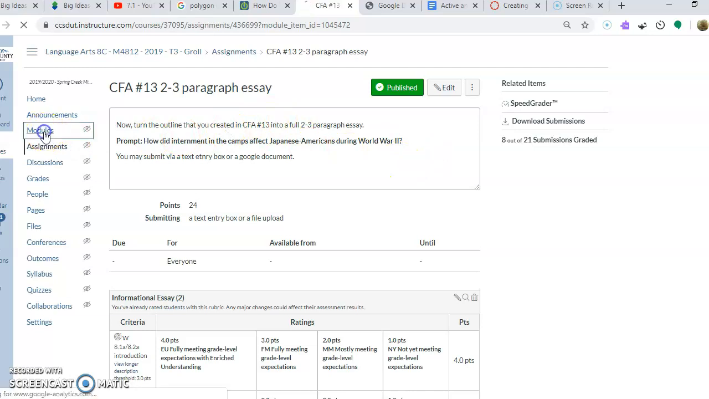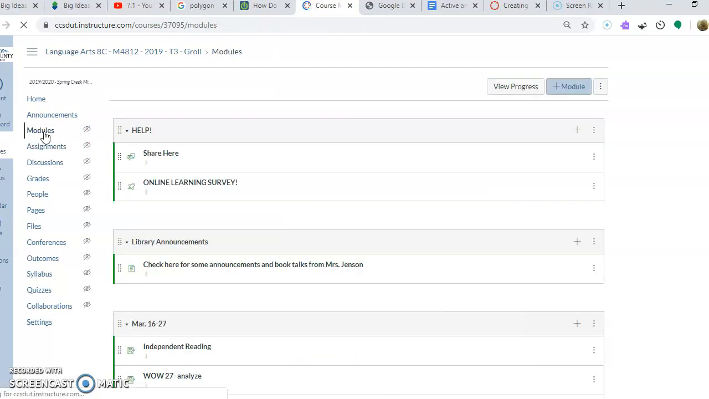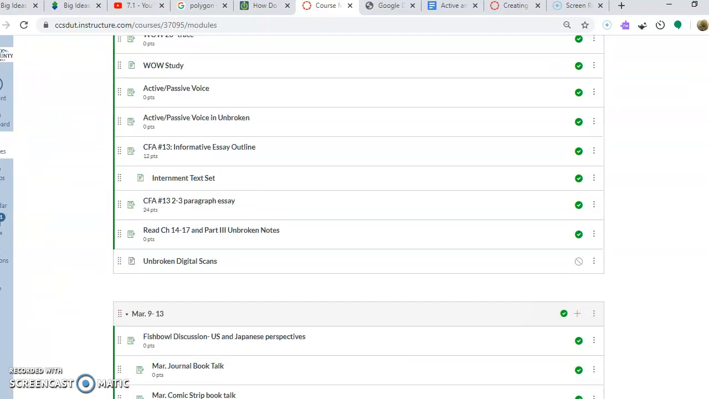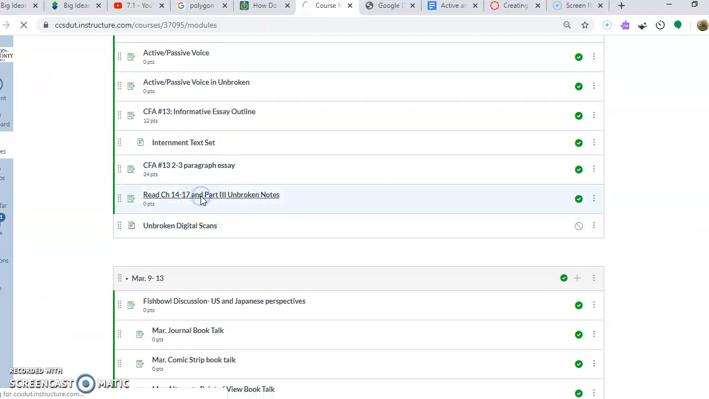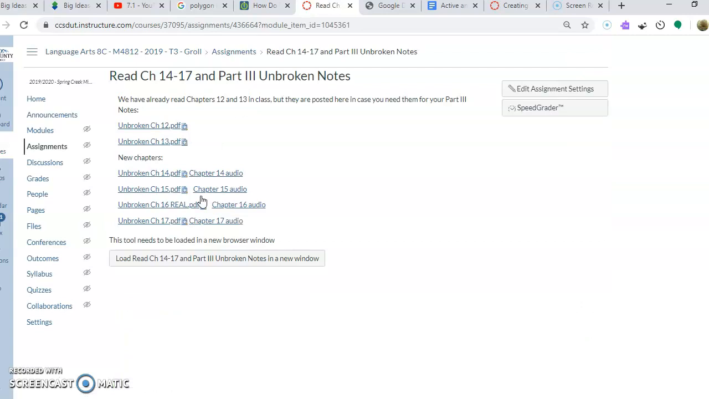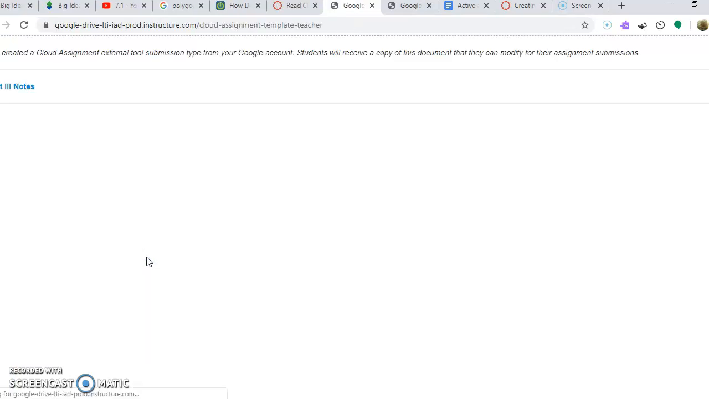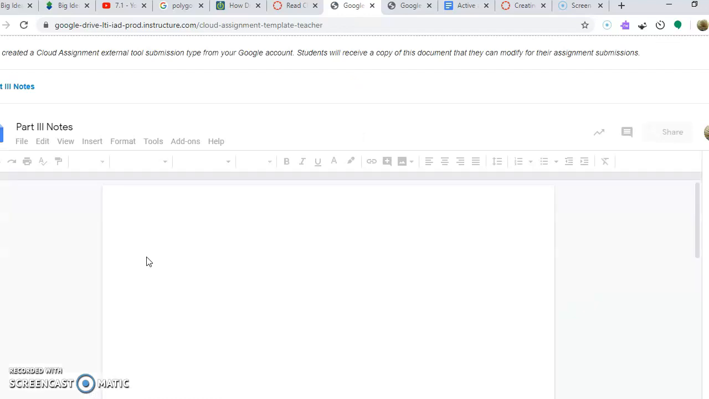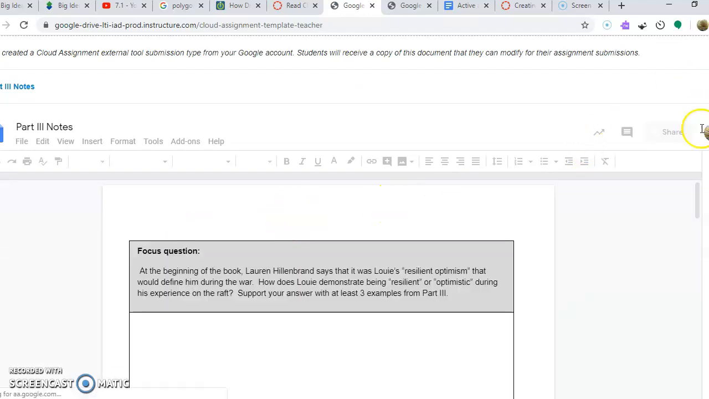Then the last assignment that you have through the end of this week is reading in Unbroken, chapters 14 through 17. This is part 3. We read these 2 chapters in class before the dismissal, and then you have 4 more chapters to read on your own. The chapters are pretty brief, and I have included some audio recordings of the chapters if you want to listen to those as you read along. And then there are some notes. So there are a few vocabulary words for you to define that go with your reading, and there are a couple of questions for you to answer.